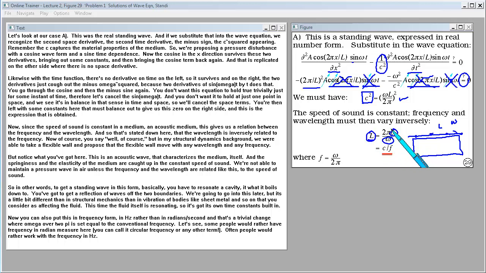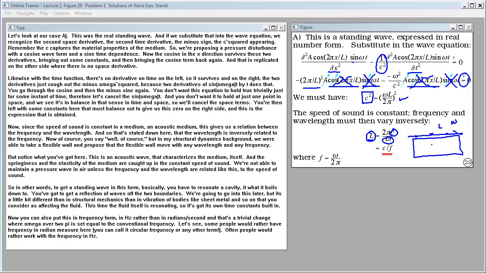So in other words, to get a standing wave in this form, basically you have to resonate a cavity, is what it boils down to. You've got to get a reflection of waves off the two boundaries. We're going to go into this later, but it's a little bit different than in structural mechanics, than in vibration of bodies like sheet metal and so on, that you consider as affecting the fluid. This time the fluid itself is resonating, so it's got its own time constants built in.